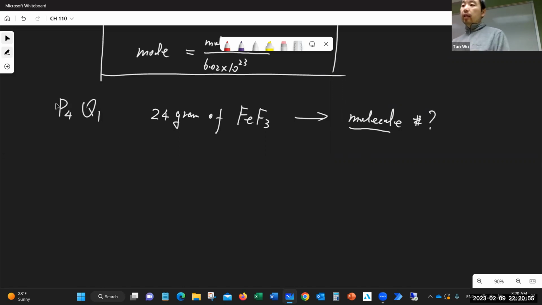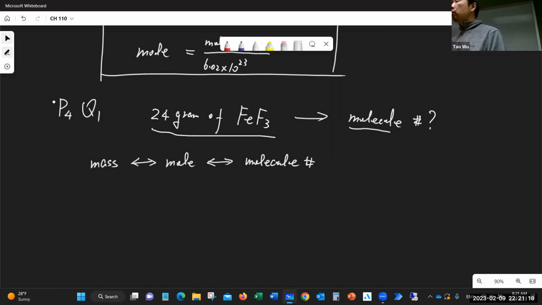Well, then again, let's just write a map. This is a path for how we do this. We know the mass can convert to the mole, and we know mole can also convert to the molecule numbers. So generally, this is a pathway. Some students may have no idea how to get from the mass to the molecule number, but once you write this down, you know the path.